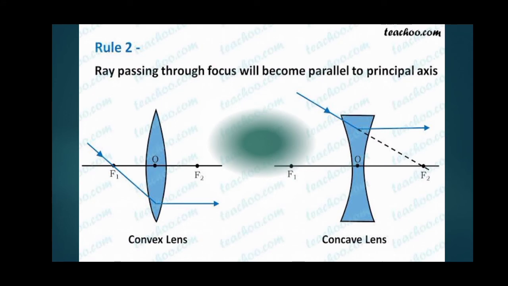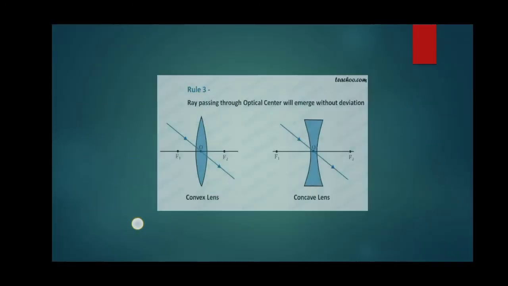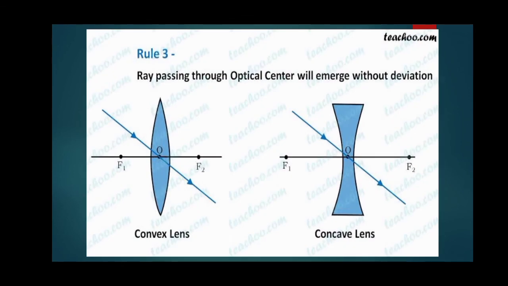The second rule. Rule 2, a ray of light passing through the focus will become parallel to the principal axis. In the case of a concave lens, a ray of light going towards the focus of a concave lens becomes parallel to its principal axis after refraction through the lens. And Rule 3, a ray of light passing through the optical center will emerge without deviation.